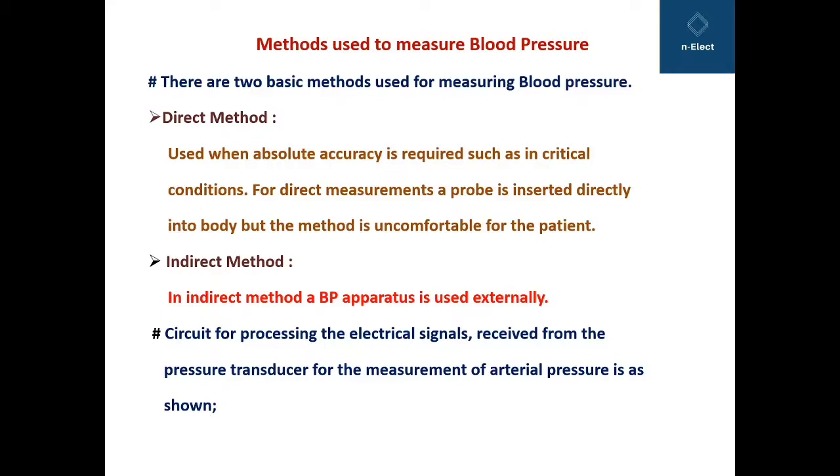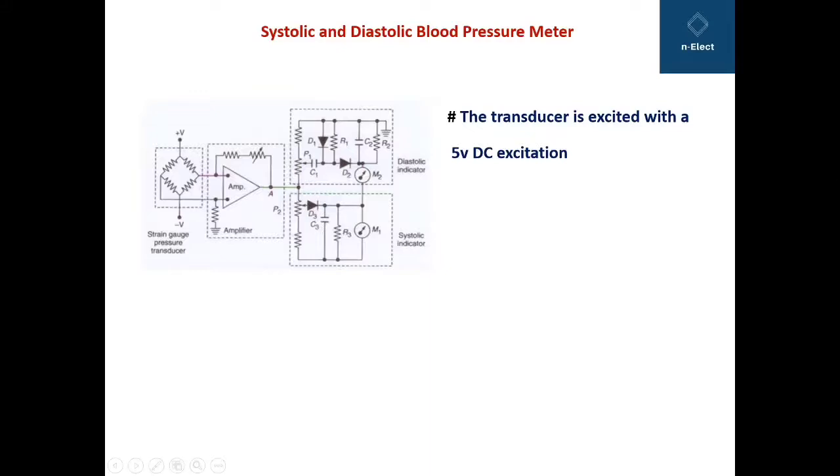The circuit for processing the electrical signals received from the pressure transducer for the measurement of arterial pressure is as shown. Here you can see the circuit used for measuring the blood pressure, both systolic and diastolic levels, that is, the systolic indicator and diastolic indicator. This is the circuit associated with the diastolic indicator, or diastolic blood pressure, that is lower blood pressure, while this is the circuit associated with the systolic indicator, or higher blood pressure level.